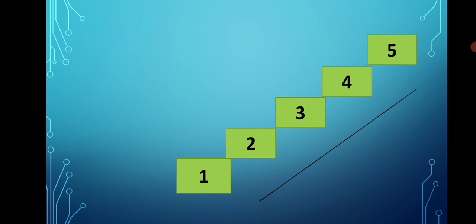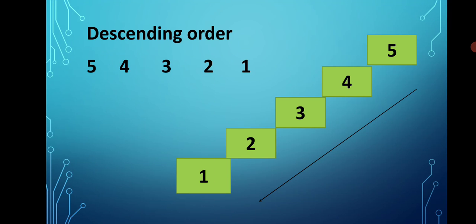Look at this slide. Here are 5 numbers: 1, 2, 3, 4, 5. How can we write this in descending order? We write this in descending order as 5, 4, 3, 2, 1. From greatest to smallest, we write like this.